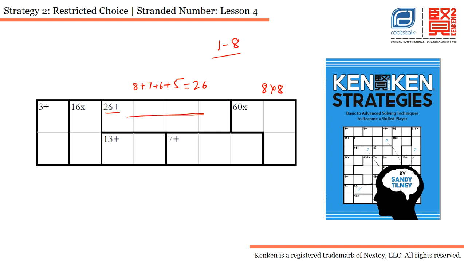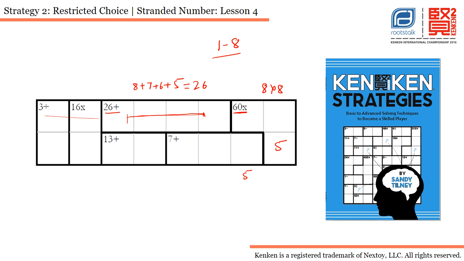Now let's try to solve the next one. We have 60 multiplication, with 3 cells and 2 rows. 5 will definitely be there, because it is 60. And if you observe, 5 cannot be in this entire row because 5 is already used in this particular cage. That means 5 will be used here.